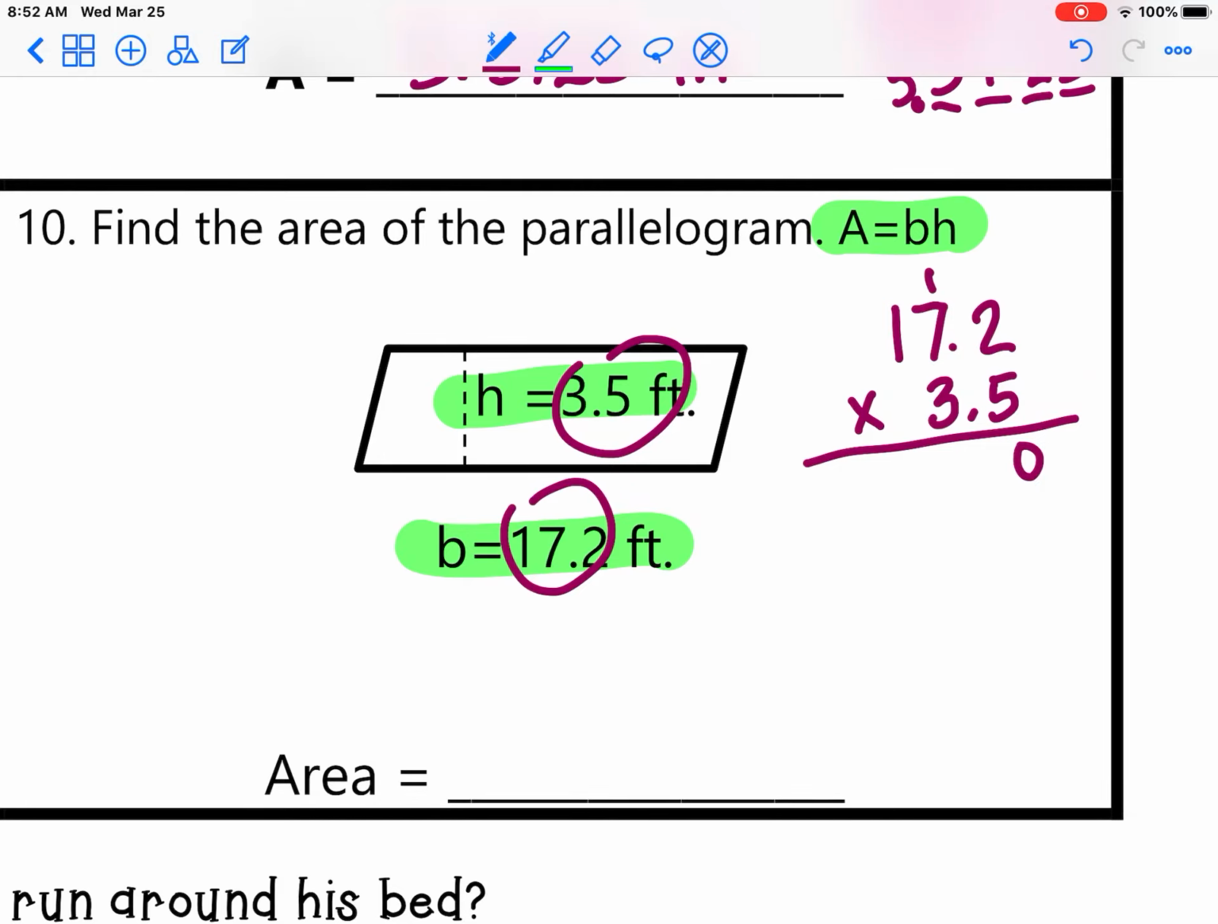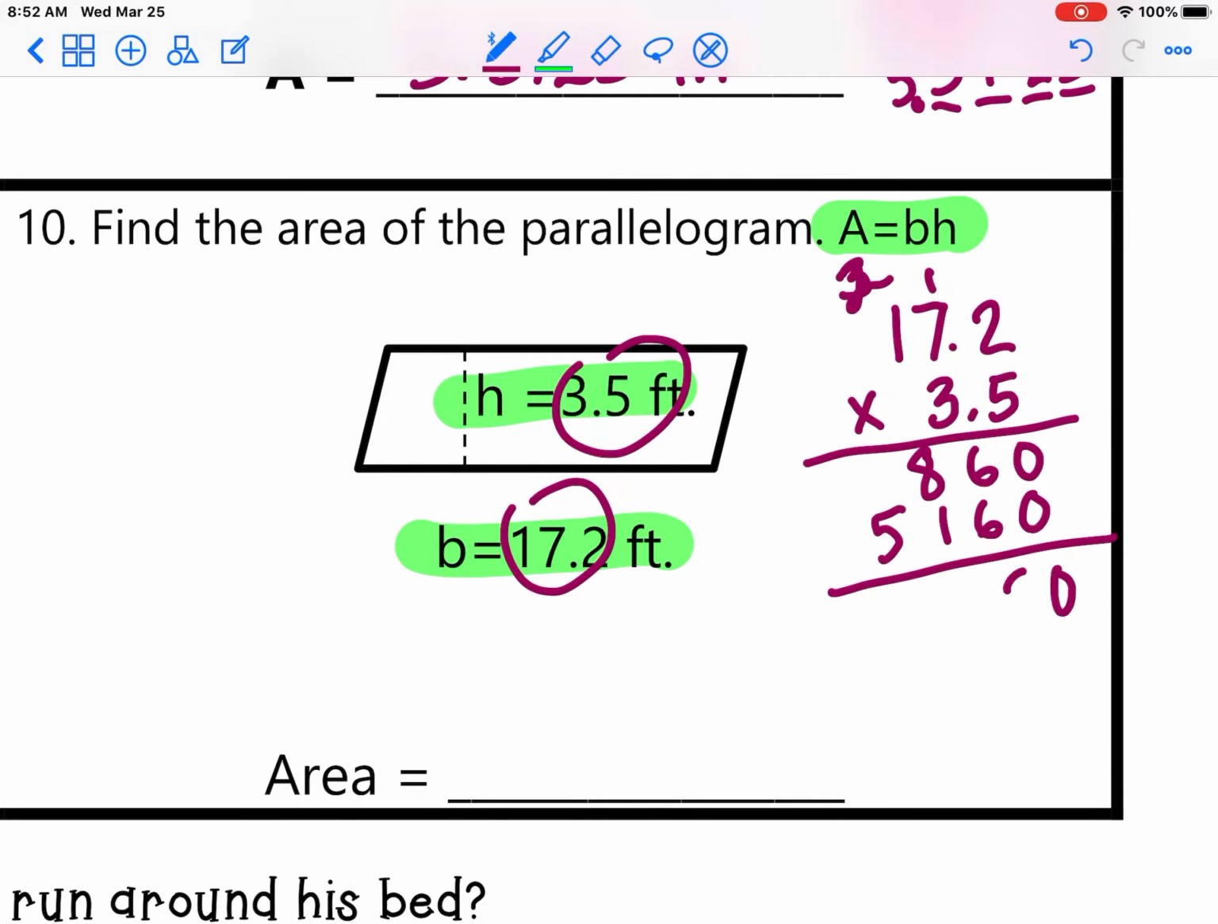Here we go. 5 times 2 is 10. 5 times 7 is 35. 35 plus 1 is 36. And 5 times 1 is 5 plus 3 is 8. 0 placeholder. Don't forget it. 3 times 2 is 6. 3 times 7 is 21. 3 times 1 is 3 plus 2 is 5. Add those all up. Notice how I lined them all up so I don't squinch them all together so I can't see what I'm doing.